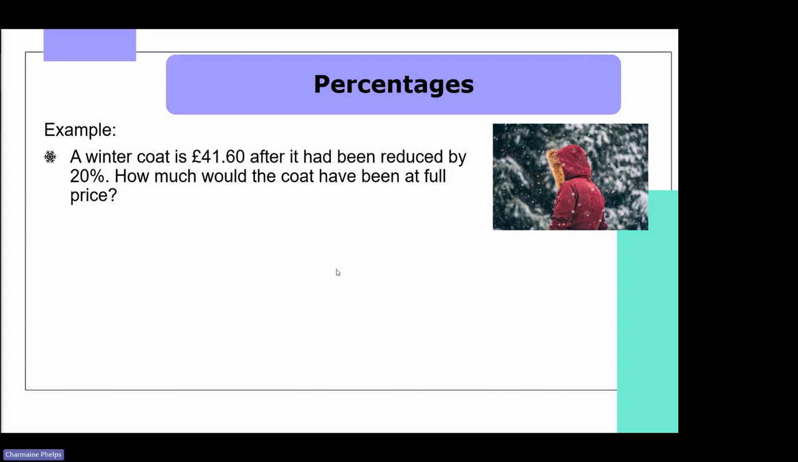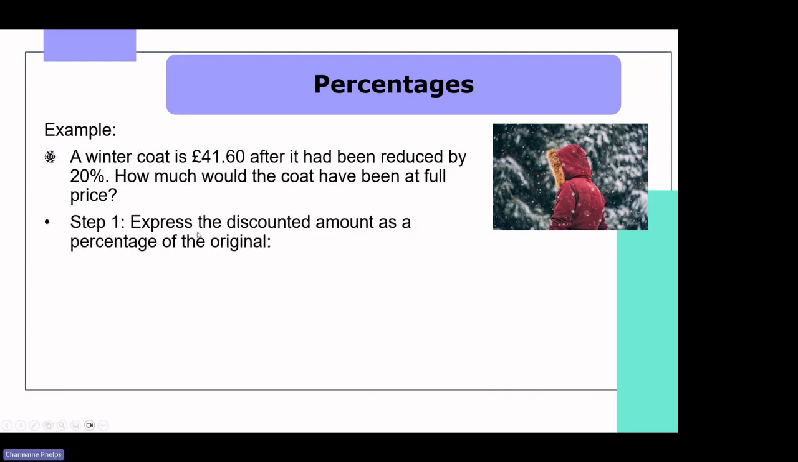Anybody who teaches functional skills will recognize this is a reverse percentages question. When you're dealing with reverse percentages or original value questions, then simply taking 20% off £41.60, or finding 20% of £41.60 and adding that on, is not going to give you the right answer, and I'll show you why.